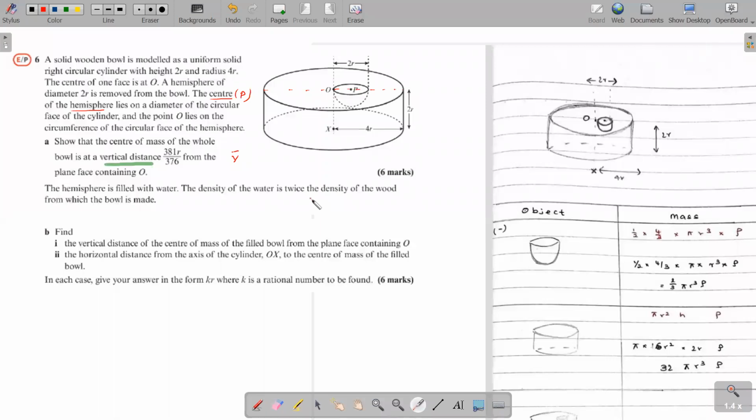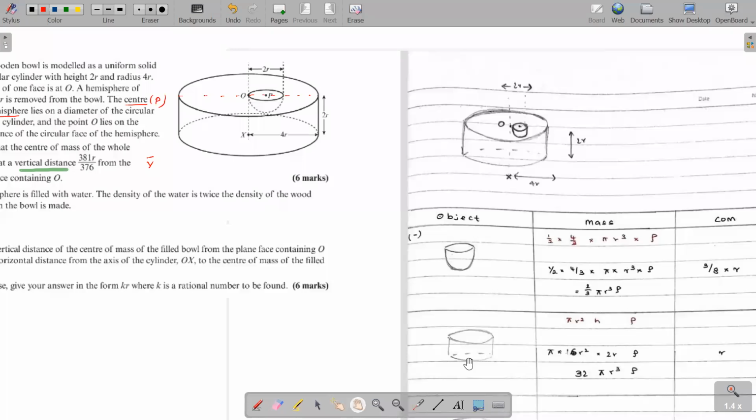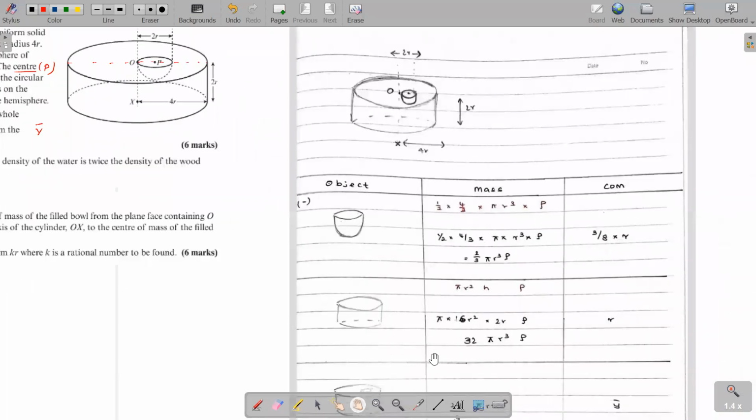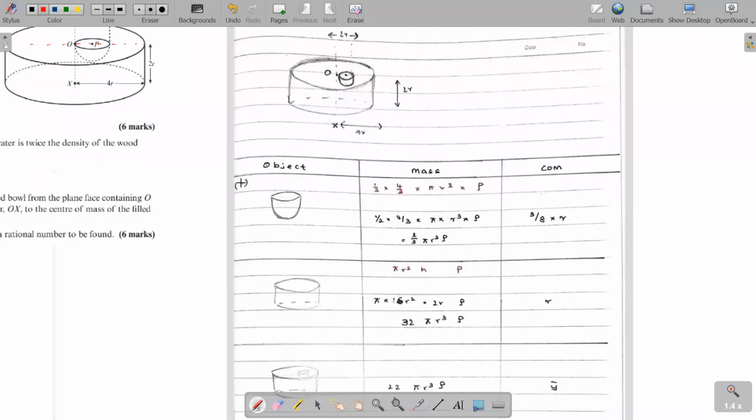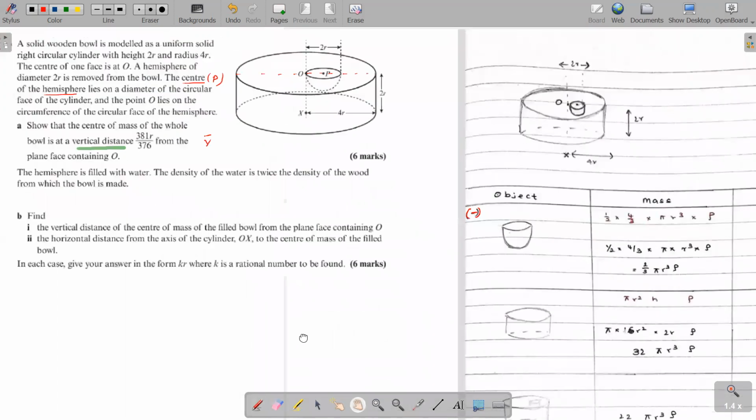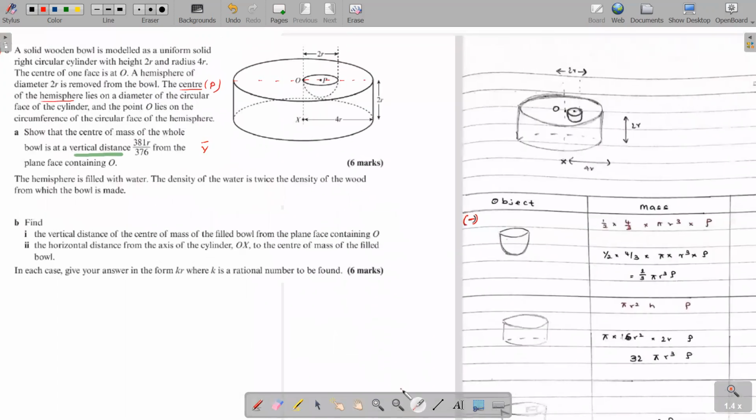Right, so let's do that. Finding y bar. So you can see here, object, mass and center of mass. This is the one that we are removing, right, guys? This is the hemisphere that you are removing. So its mass is half of 4 over 3 pi r cube into rho, where rho is the density. Okay, so radius. Have they given us the radius? They have given the radius.